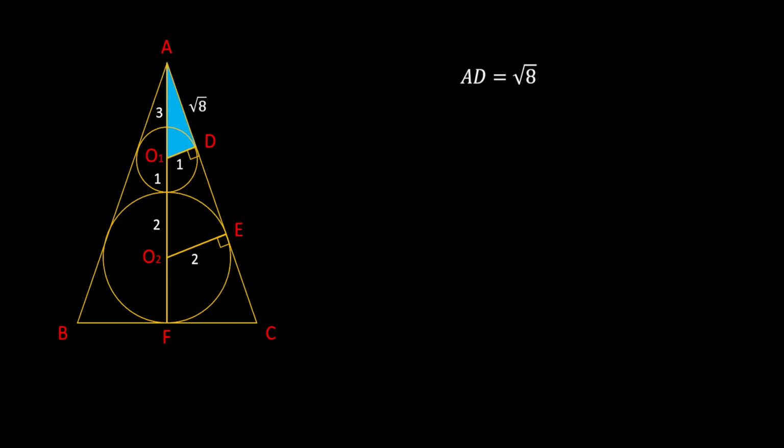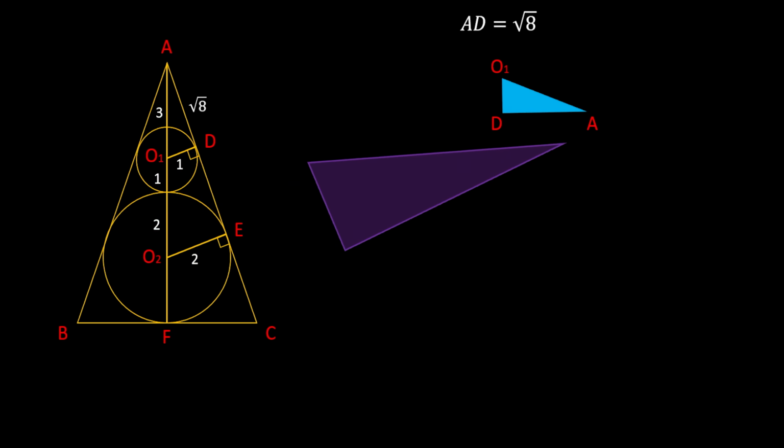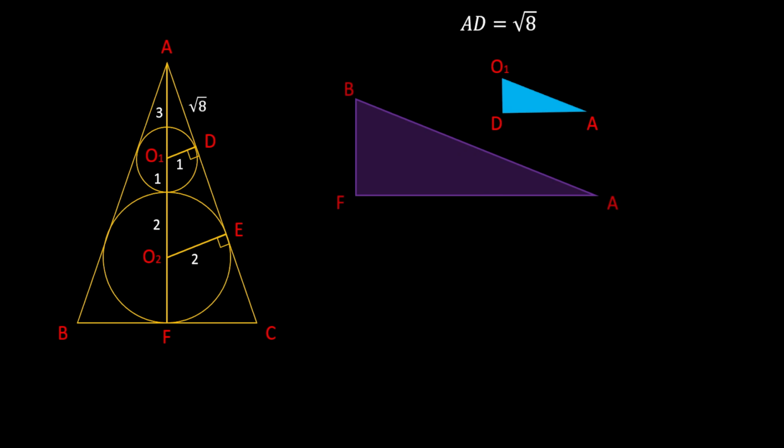Great! Now let's again isolate our blue triangle ADO1, and with it let's isolate this purple triangle that represents half of our isosceles triangle ABC. This purple triangle will have the vertices of AFB. Again, we can notice that these two triangles are similar, so as before we can use the rule of similarity. But first, let's try to find out their sides.